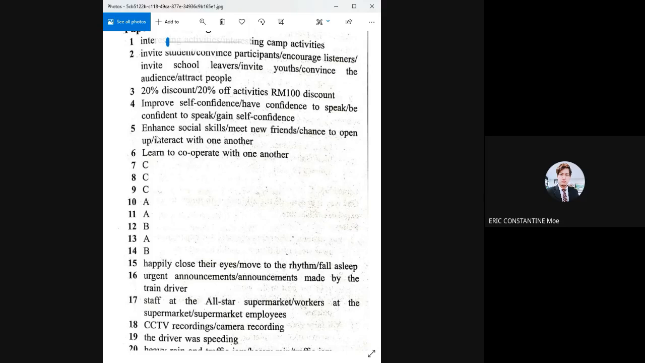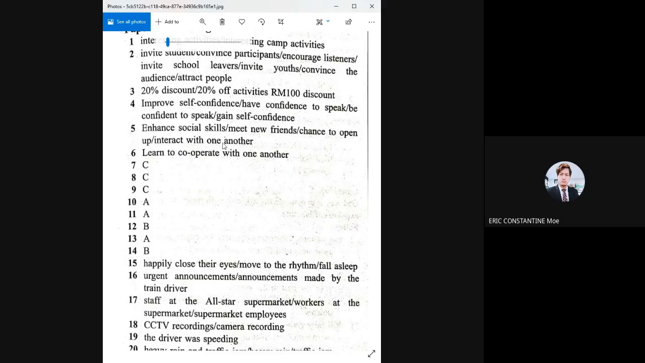Okay, for number five, this is the answer here. Enhance social skills. Skills, remember that the plural form, not skill. Okay, and then meet new friends. Remember friends, not just friend. Or chance to open up, or interact with one another. So make sure that you got it right.